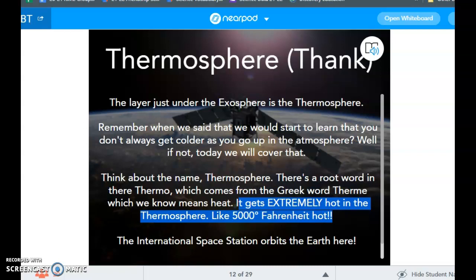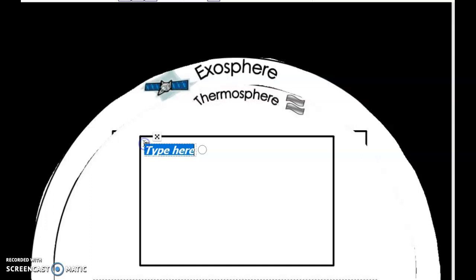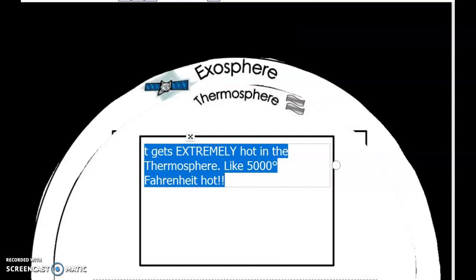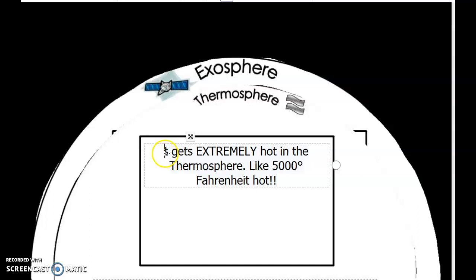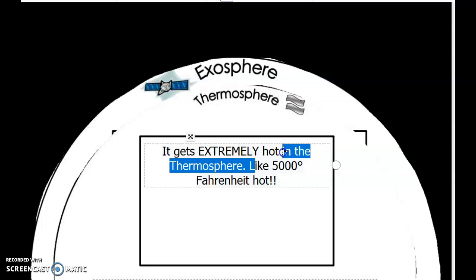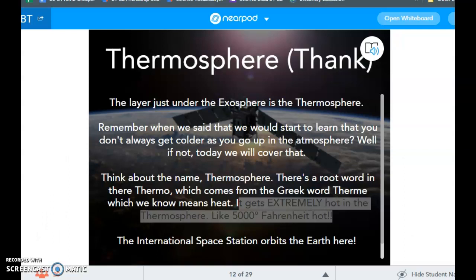I'm just going to copy that and put it, whoops, in the wrong box there. I don't know why it types in white, like anybody would ever type anything in white font. It gets extremely hot. I'm just going to take off all this. Like 5,000 degrees Fahrenheit hot. That's good so far, right? Important facts. So to put that it gets extremely hot, I think that's important.